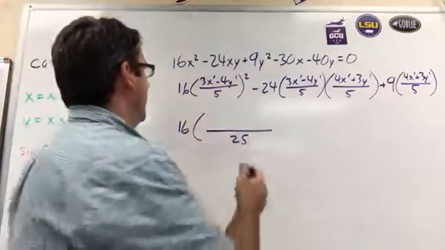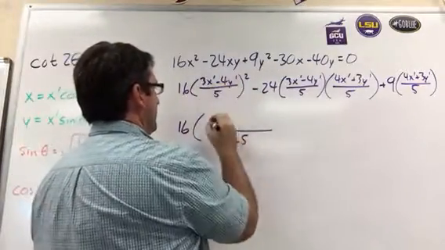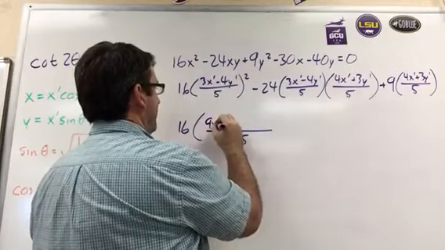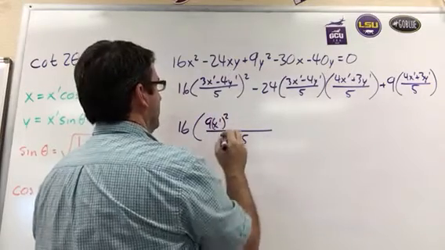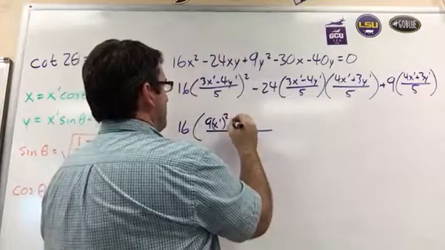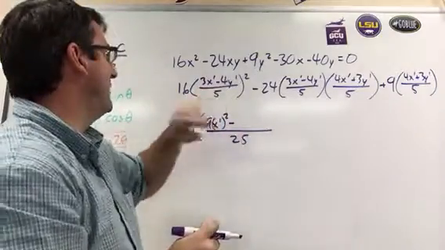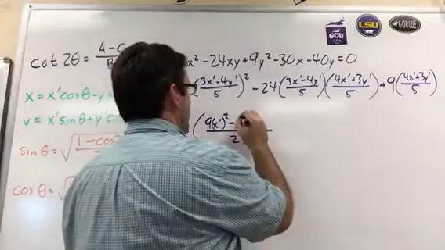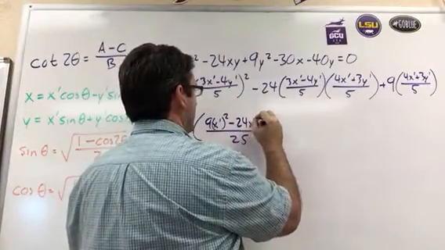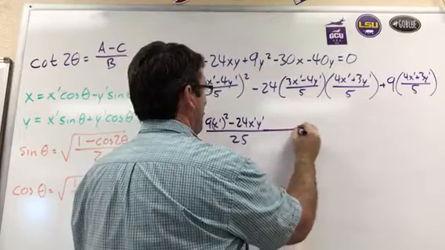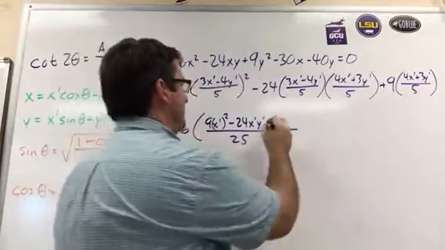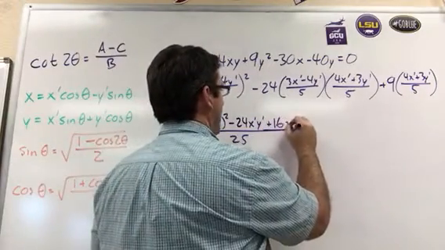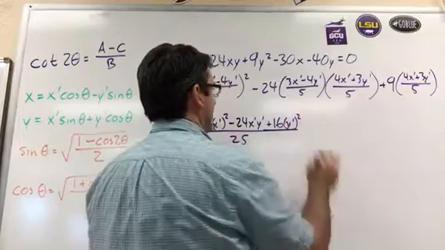So we've got to FOIL that out. So 3 is going to give us 9x' squared minus 12x'y' minus 12x'y'. So minus 24x'y'. And then plus 16y' squared.